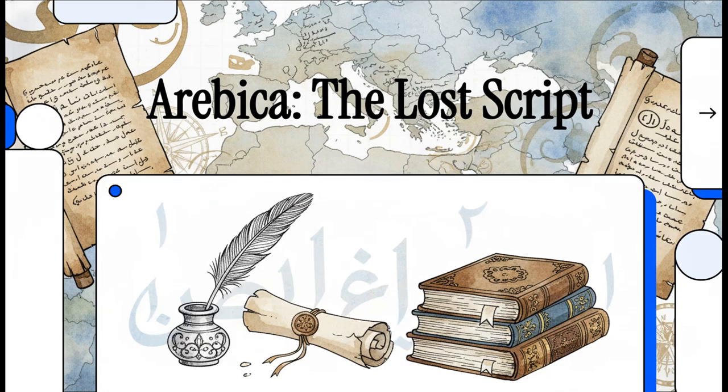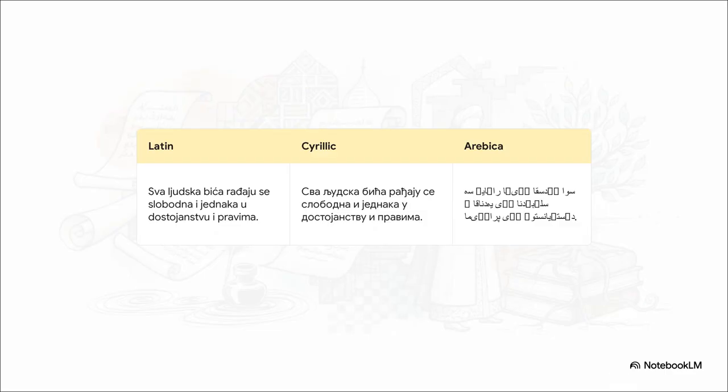All right, welcome back. Today, we're digging into something that at first glance might look familiar, but it's hiding a pretty incredible secret. We're talking culture, empires, identity, all packed into the shape of letters. Okay, so let's jump right in.